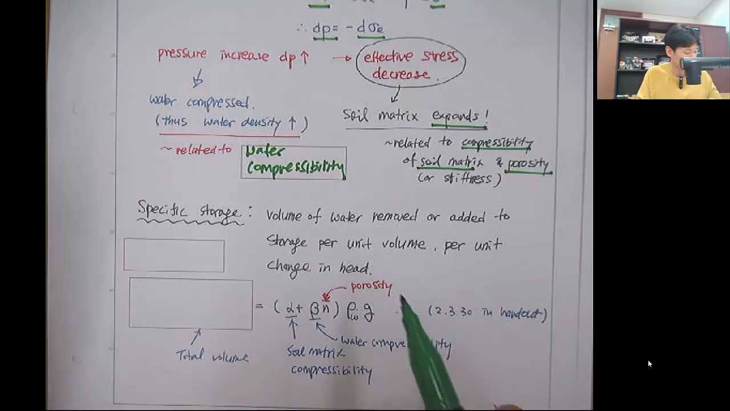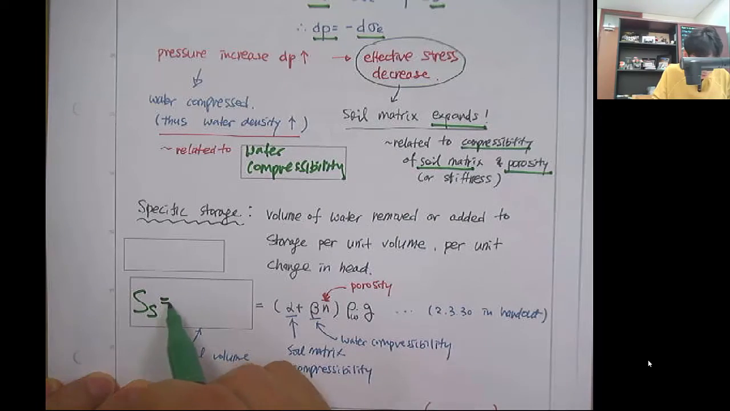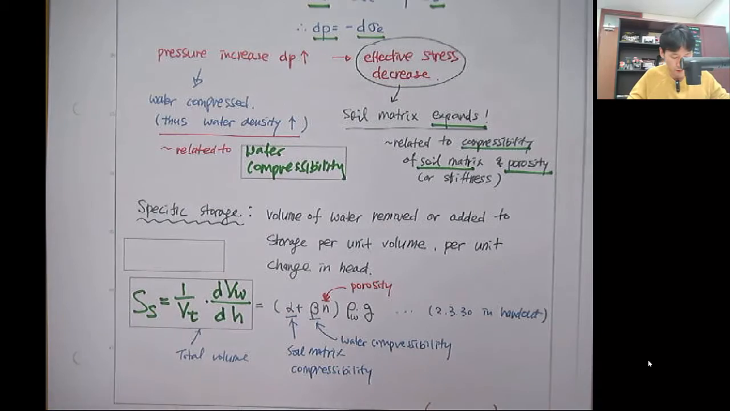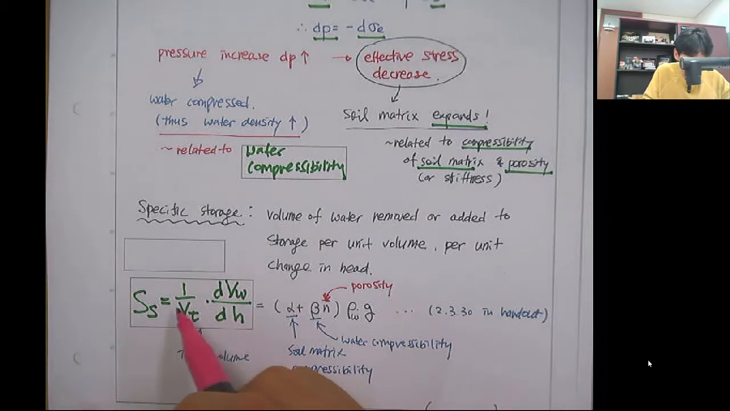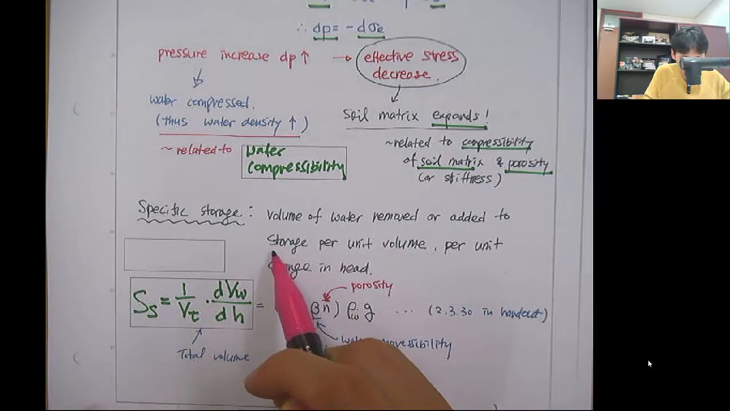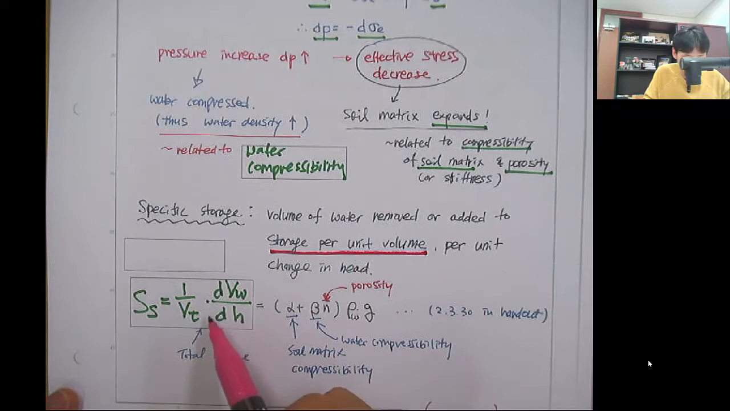Specific storage is the volume of water removed or added to storage per unit volume per unit change in head. So the definition of a specific storage S sub S is 1 over Vt times dVW over dH. As you can see, this is the water volume change over the total volume, which is the storage, the water volume removed or stored per unit volume of the aquifer, right? And this is divided by the head change, which is dH.